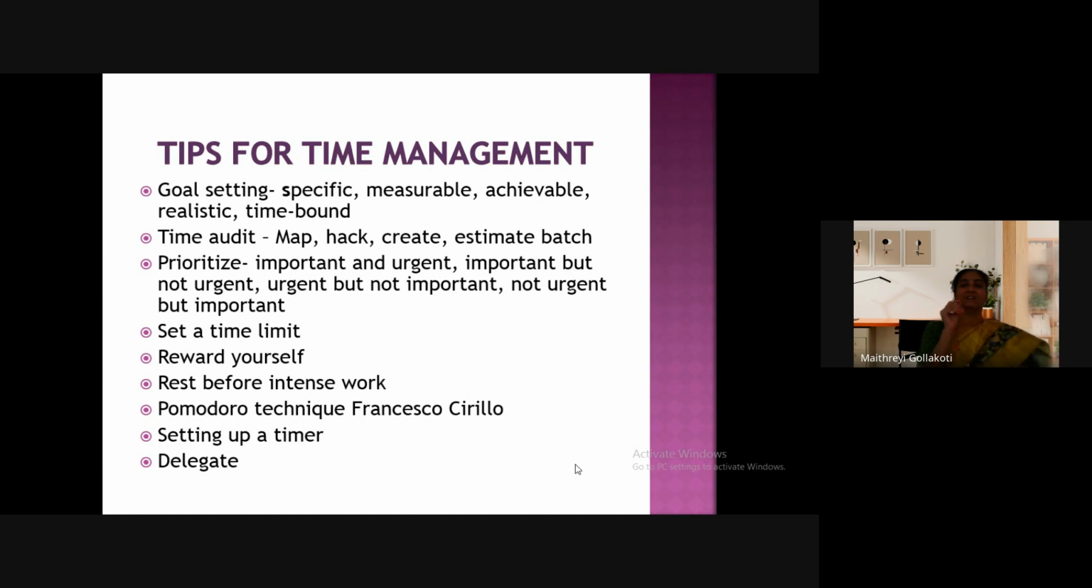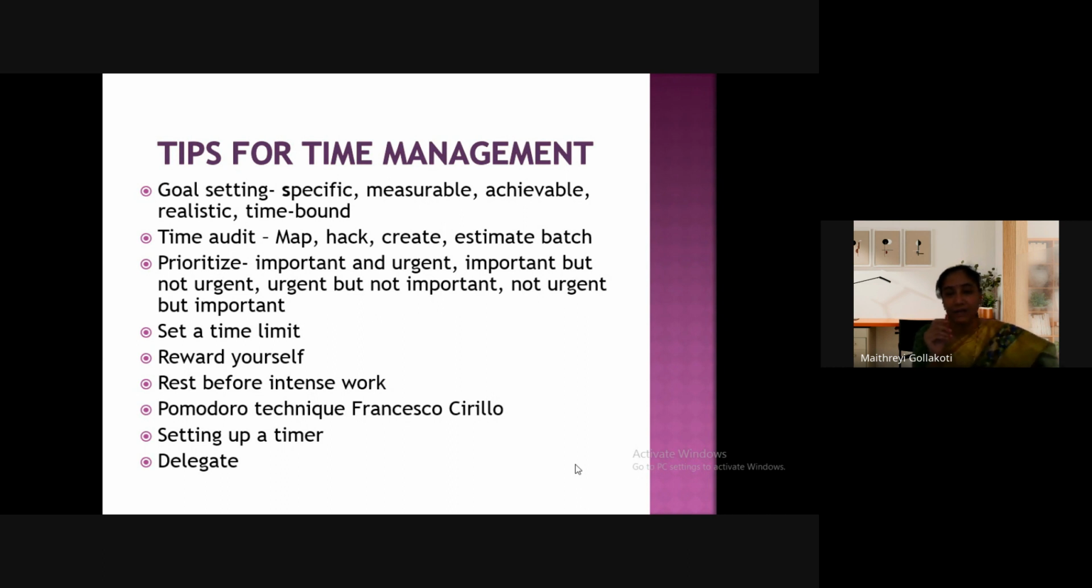Okay. Next, conduct the time audit. What is a time audit? You have to sit for 5 or 10 minutes and take a paper, pen, and write down all the tasks that you're going to do every day. Okay. Now, see, just for yourself, you just map and see. That is called mapping. Okay.